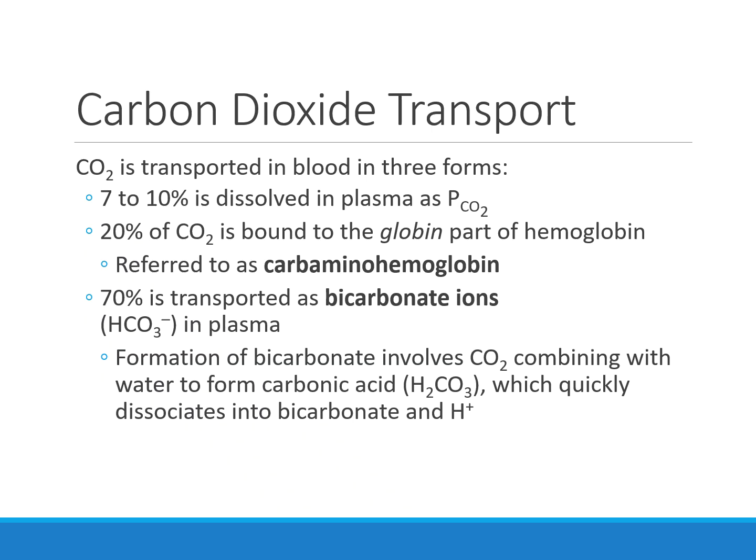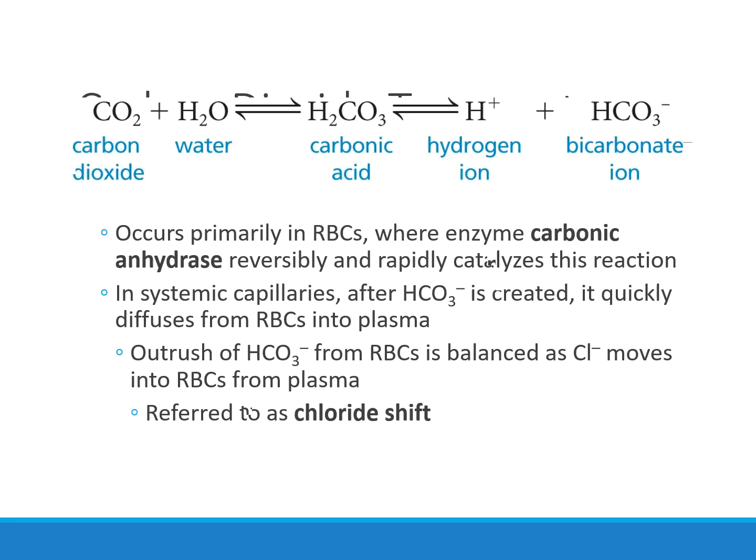But the lion's share of it, the majority, is transported as bicarbonate ion, or basically Alka-Seltzer in the plasma. So the formation of this bicarbonate involves carbon dioxide combining with water to form carbonic acid, which quickly dissociates into bicarbonate and hydrogen ion. So the majority of your carbon dioxide is carried as bicarbonate ion. So they're showing you the formula for how that happens, and this is occurring primarily in the red blood cells. There's an enzyme involved in this called carbonic anhydrase that reversibly and rapidly catalyzes this reaction.